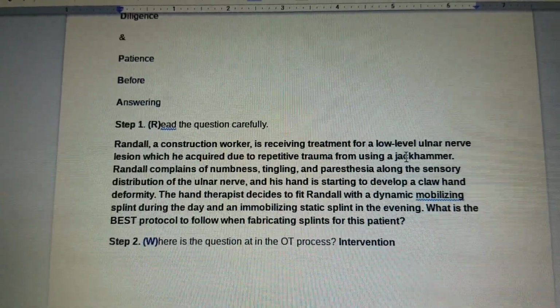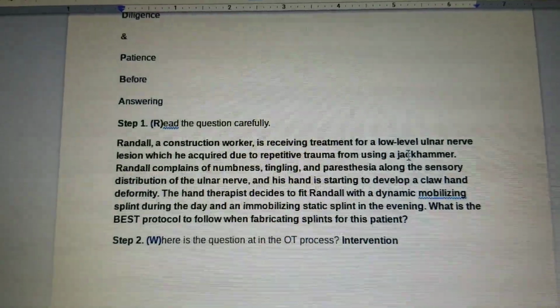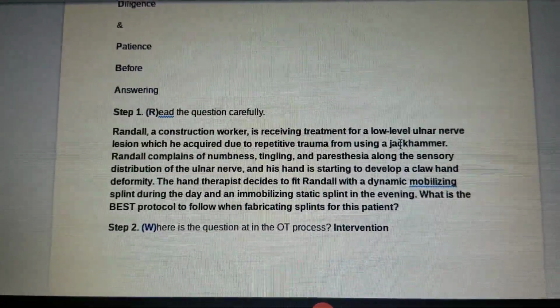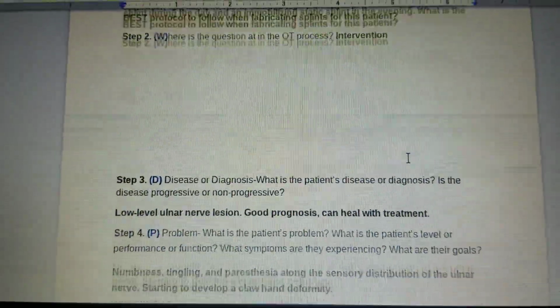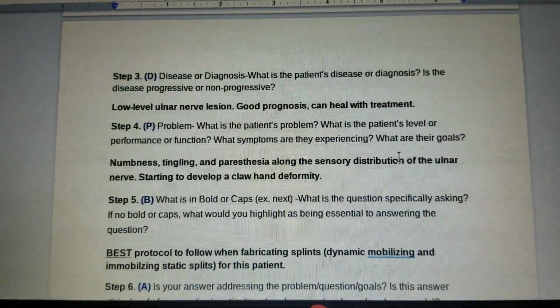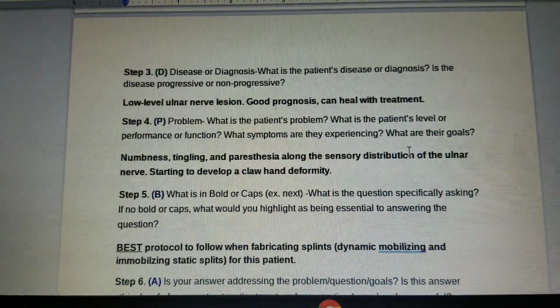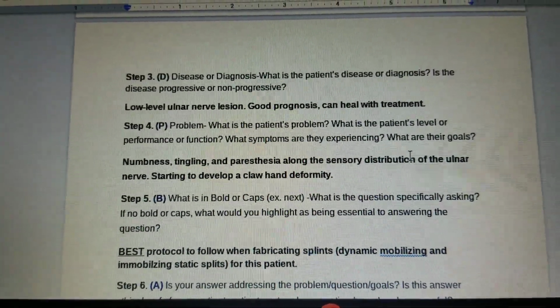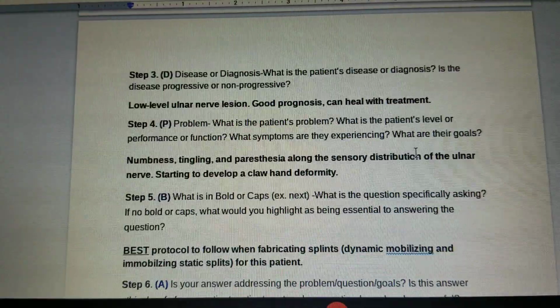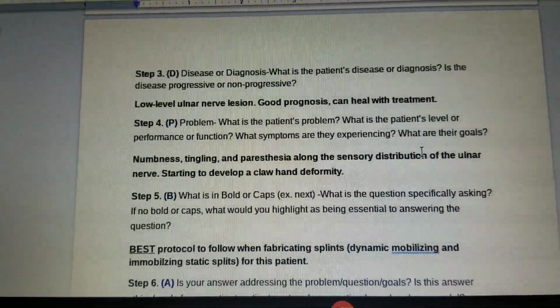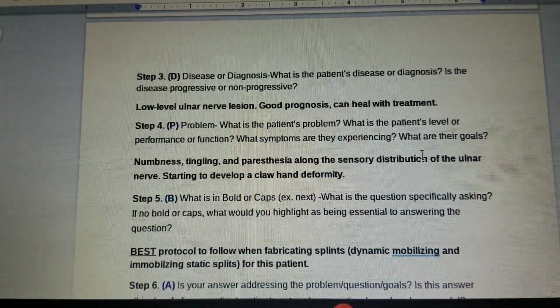So in step 2, W, where is the question at in the OT process? So we know we are in the intervention stages. So in step 3, D for disease or diagnosis, what is the patient's disease or diagnosis? Is the disease progressive or non-progressive? Well, in the question, we know that the patient has a low-level ulnar nerve lesion. It's a good prognosis and can heal with treatment.